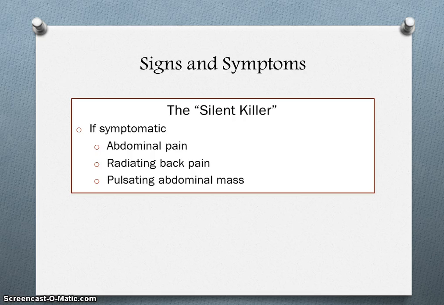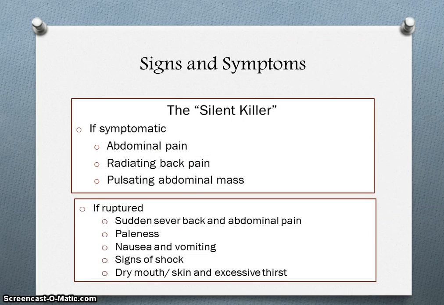Some radiating back pain. The pain will radiate down into the buttocks, groin, and legs. And the most common symptom for a AAA is a pulsating abdominal mass. This is when you go into your yearly physicals, the doctor's pushing around on your abdomen. They're checking for a mass within the abdomen that has a pulse, which could show signs of an aneurysm.